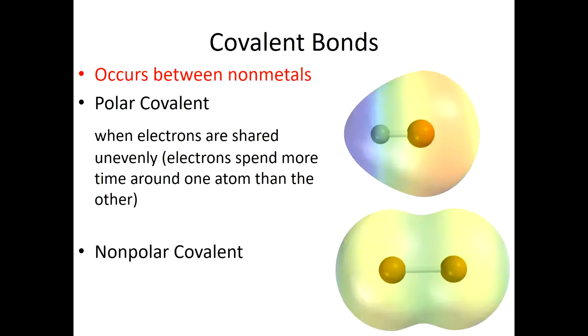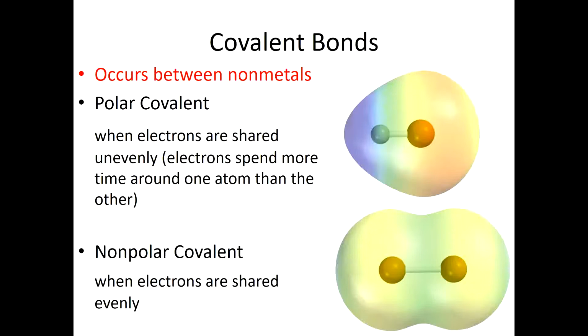But if you have two nonmetals that are the same, so if you had two oxygen atoms sharing electrons with each other, then that would be a nonpolar covalent bond. Two oxygen atoms have the exact same electronegativity, so both of them are going to be attracting electrons the same amount, so they end up having an equal pull.